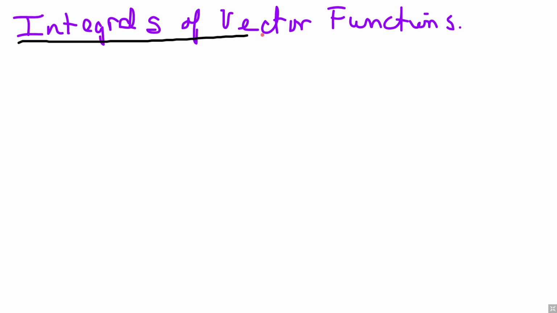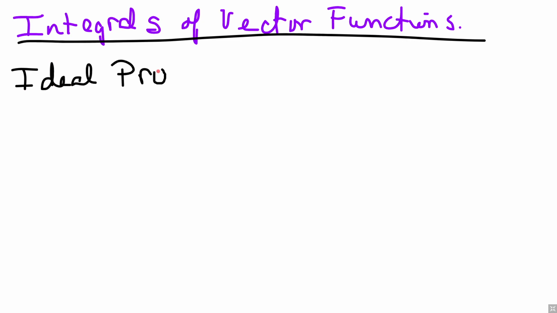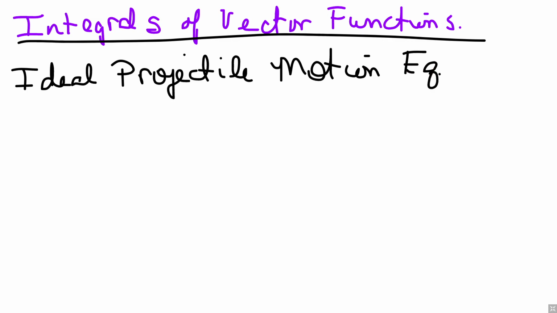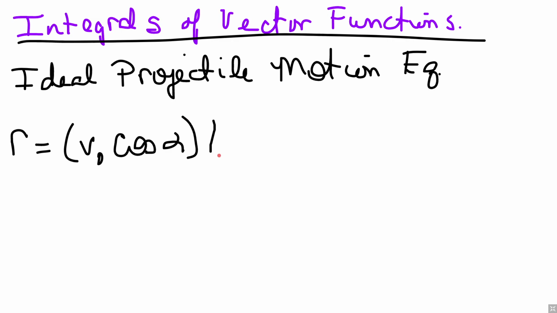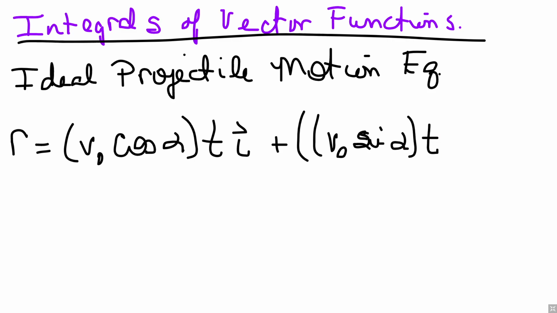Okay, so the next piece that we have is dealing with the ideal projectile motion equation. What this is, is that r is equal to v sub 0 times the cosine of alpha times t in the i direction, plus v sub 0 sine of alpha times t minus 1/2 g t squared, and this is in the j direction.